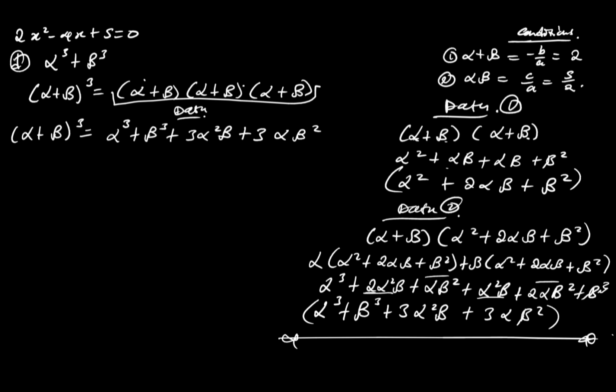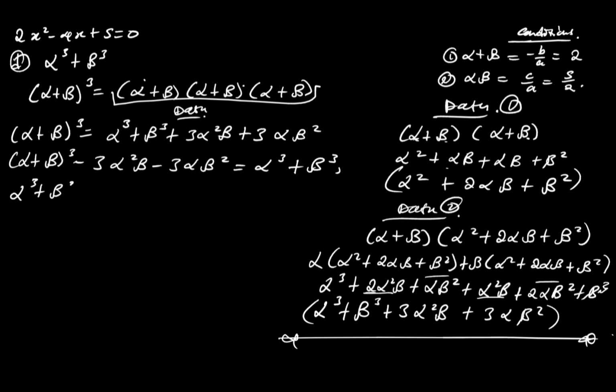So basically I want to end up having this as the only thing on one side of the equation. So I'll take all these terms to the other side. When they come to this side, they become minus 3 alpha squared beta, then minus 3 alpha beta squared, equal to alpha cubed plus beta cubed. So this means that alpha cubed plus beta cubed is equal to alpha plus beta cubed minus 3 alpha squared beta minus 3 alpha beta squared.